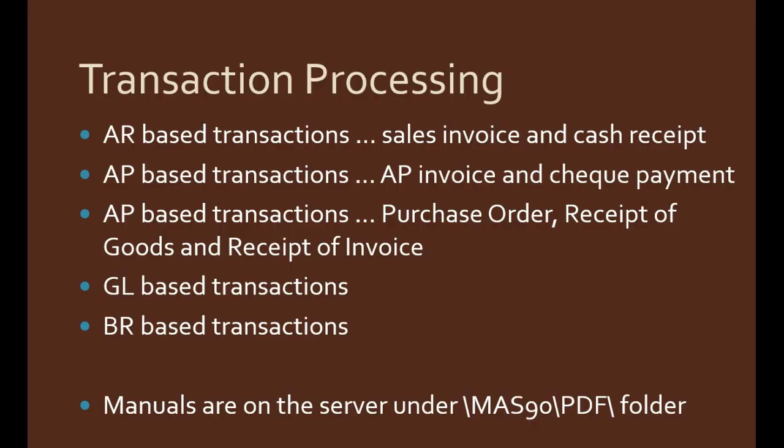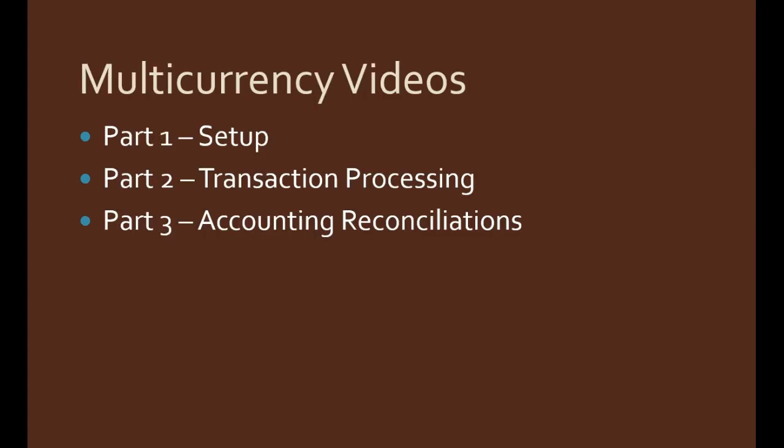Although this video is fairly long, it does go through the basic transactions for all quote-unquote normal transactions: AR sales and cash receipts, AP and PO invoices and payments, GL entries, and bank entries and transfers. Be sure to refer to the PDF manuals if you would like to examine other topics not reviewed in this video. The manuals are installed on the server, and you'll find those under the PDF folder under MAS 90. That's it for transaction processing.